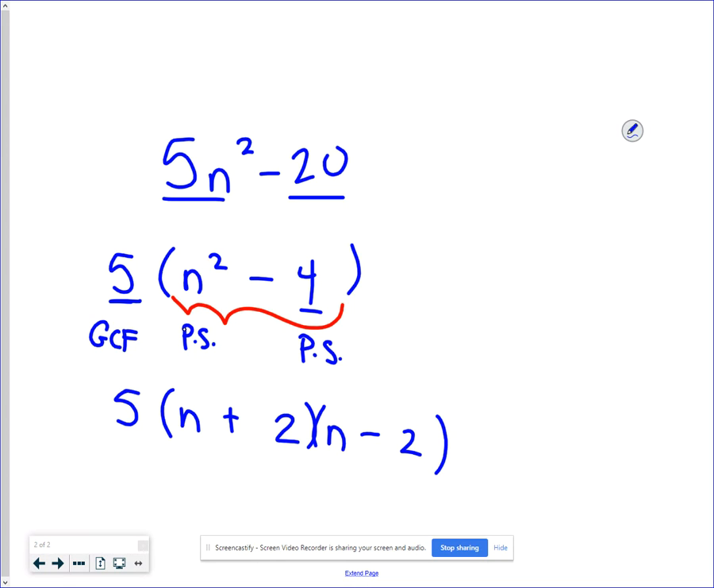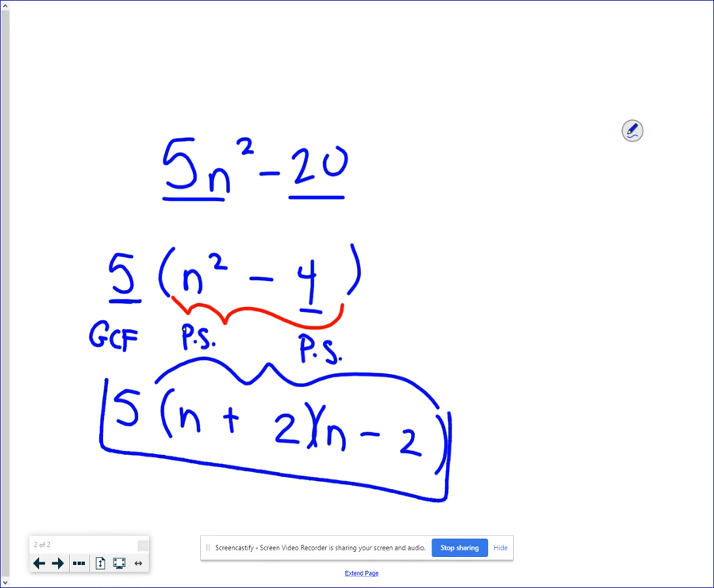If you FOIL this part out, the quantity n plus 2 times the n minus 2, if you FOIL that out, the middle terms are going to cancel each other out. And you just end up with n squared minus 4. So this is the factors of this expression up here. You got your GCF, which you should always look for in the beginning, and then you can factor it again. All right, so let's try another one.